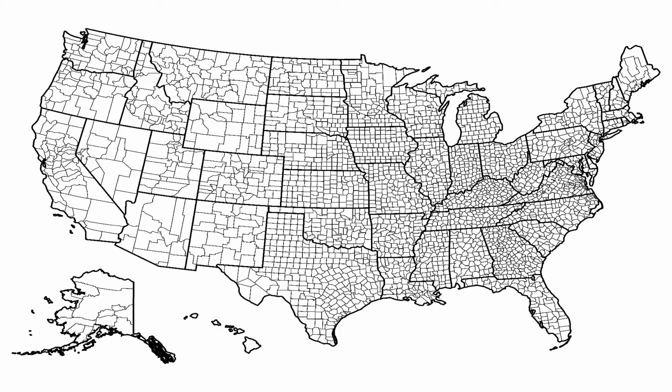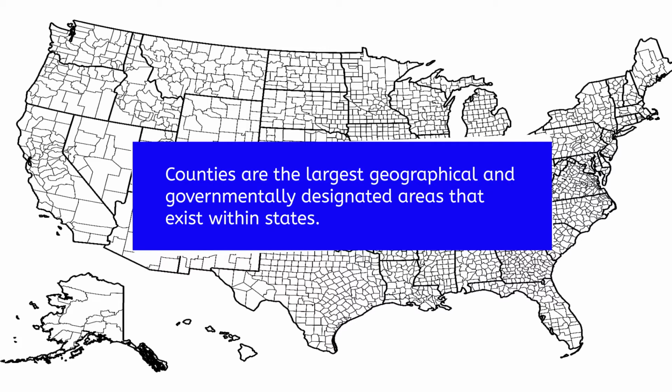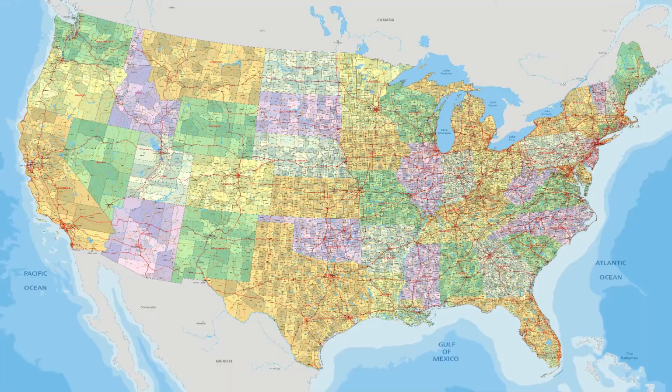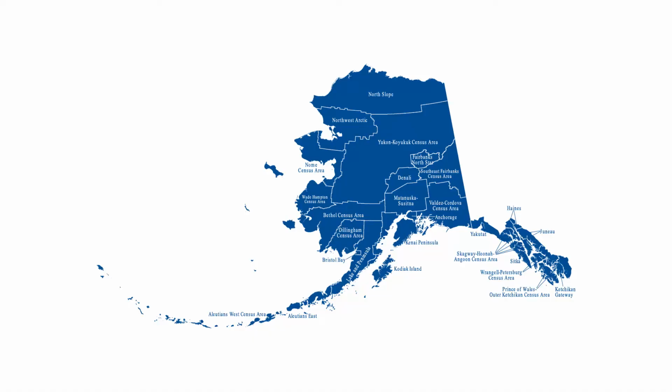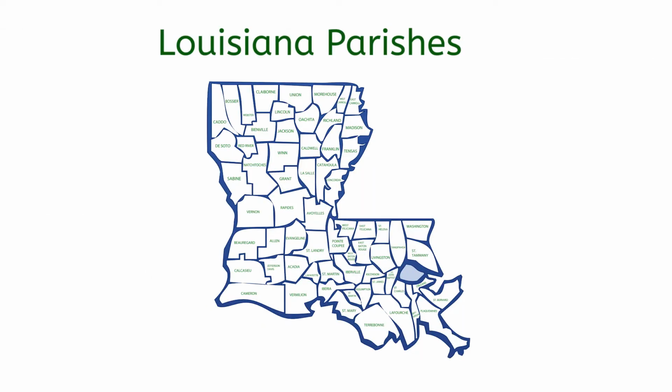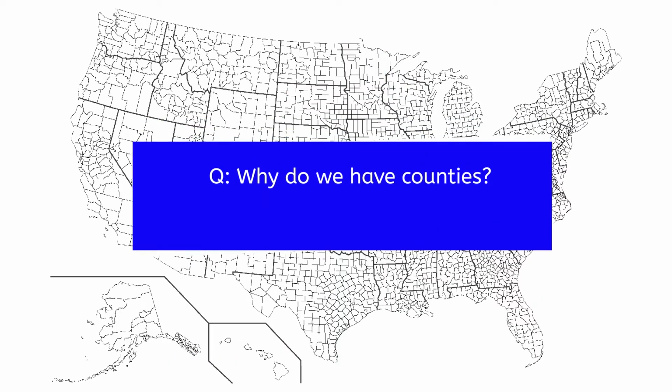The county. If you live in America, you live in a county. Counties are the largest geographical and governmentally designated areas that exist within states. Excuse me, not all states have counties, actually. Alaska does not have any counties, for example. In Louisiana, counties are called parishes, and in Alaska, they are called boroughs. Fancy that. So why do we have these things called counties?